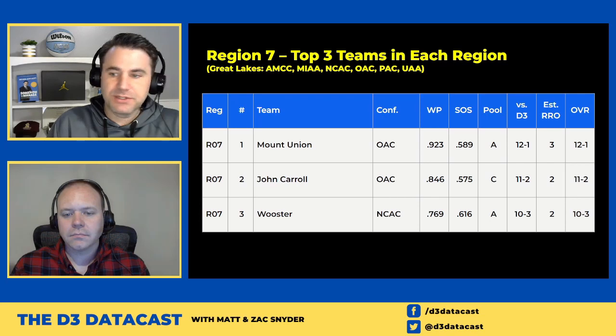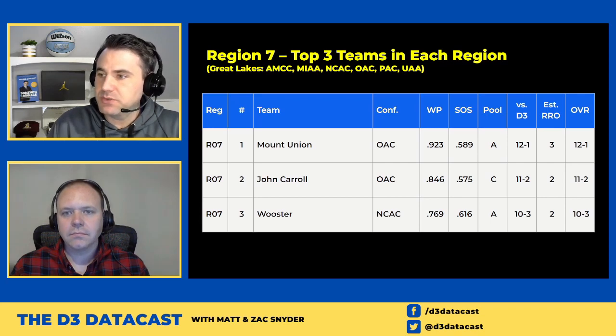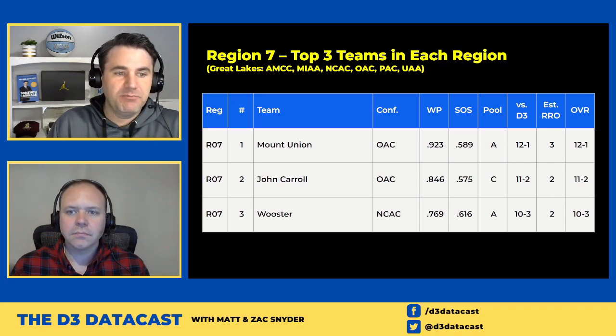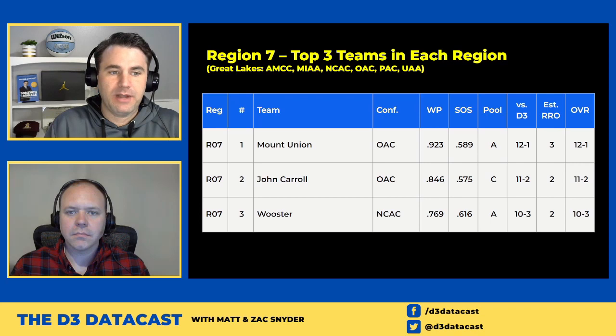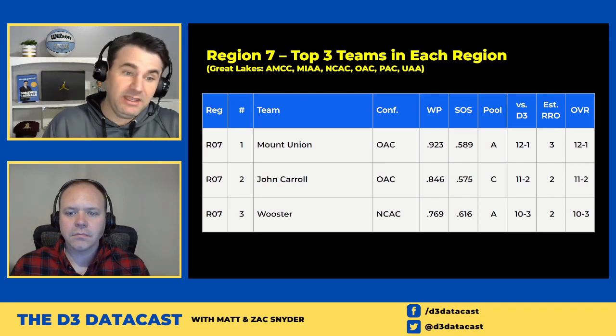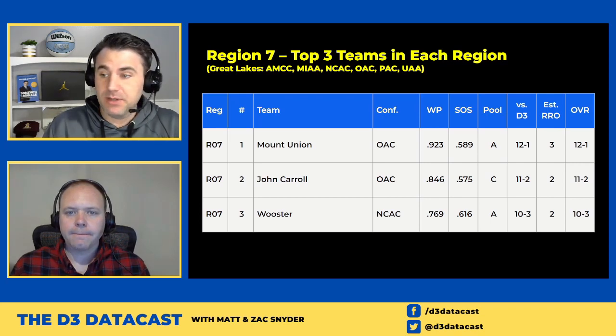Next up being Worcester, .769 winning percentage, .616 SOS. I see 2 regionally ranked wins there for Worcester. They have beaten Calvin on a neutral court, and they've beaten Heidelberg. And I think even we could look at Worcester as a possible host as well out of Region 7, obviously depending on geography and the like. But this looks like a strong region.